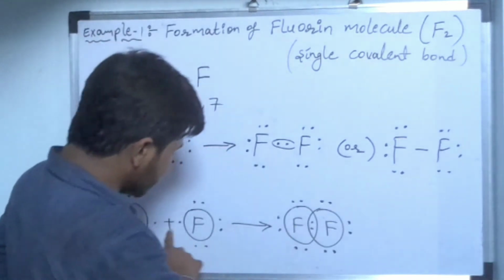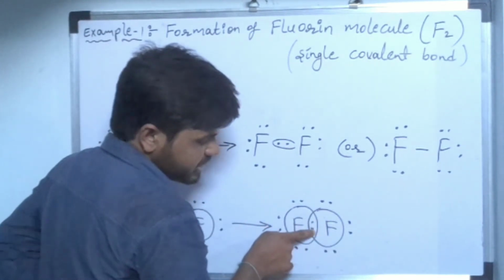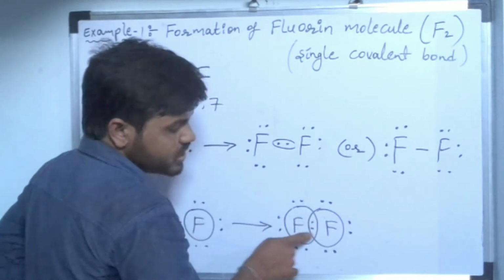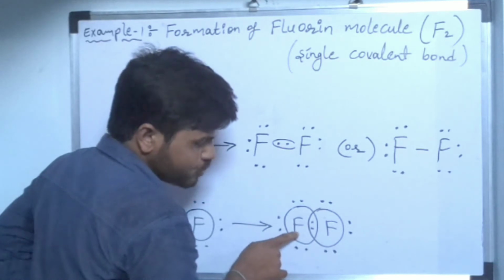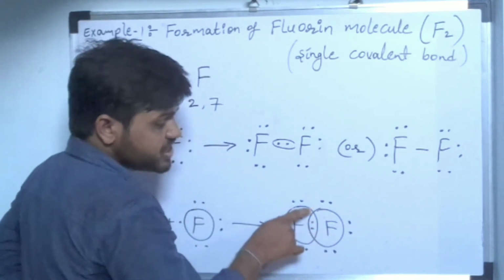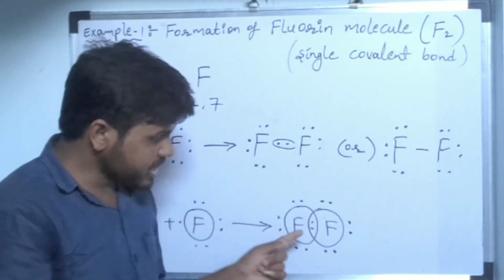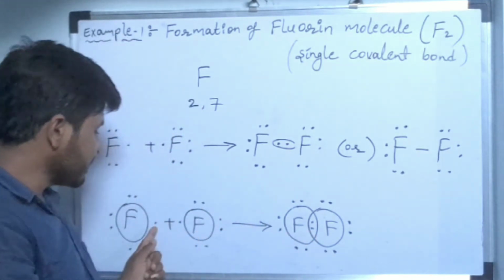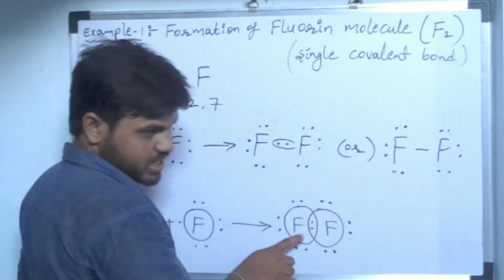Finally, after a chemical reaction we get it this way. This is the common area of the F2 molecule. This common area is shared by two atoms of fluorine. In this common area, place the shared electrons. One pair of electrons is sharing, that's why I placed that one pair in this common area.